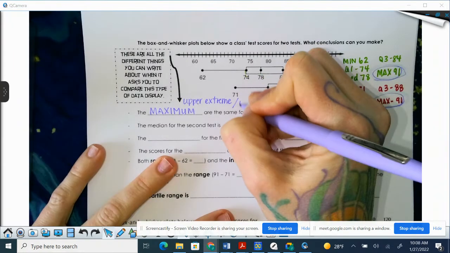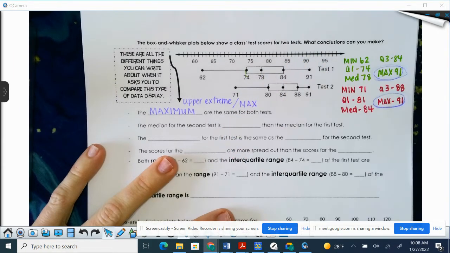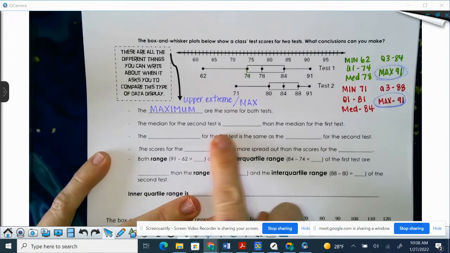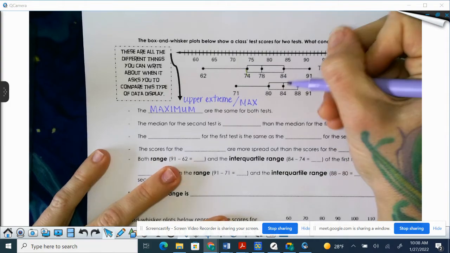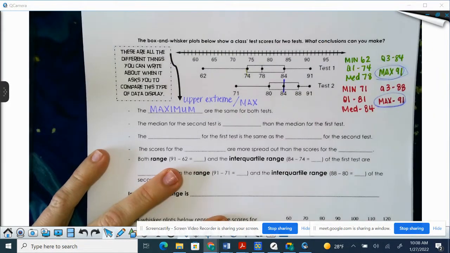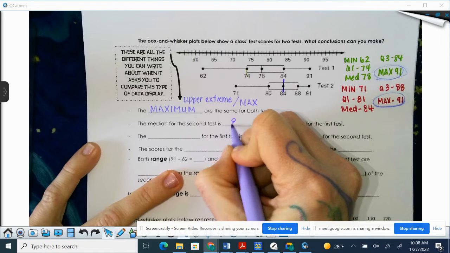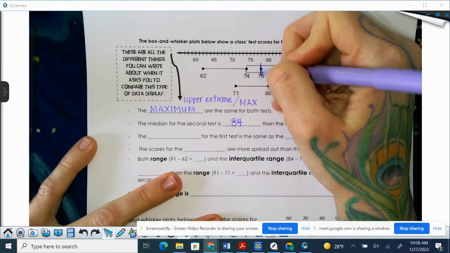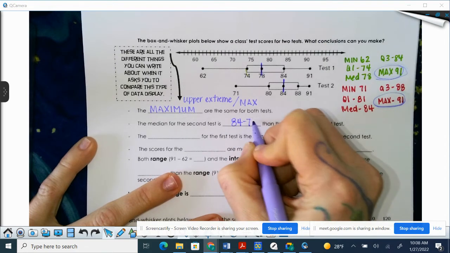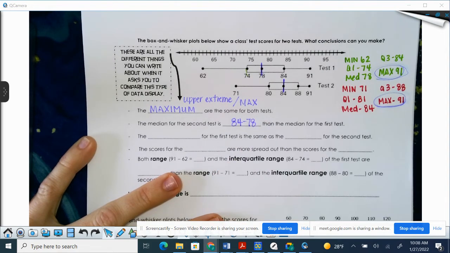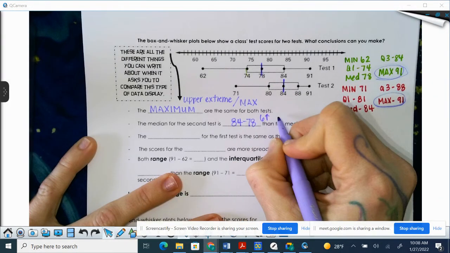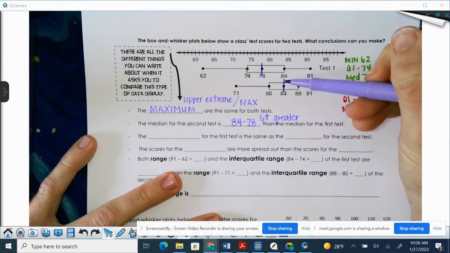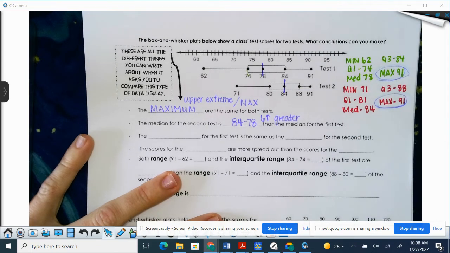Also, the word max could be asked. The highest test score. The median for the second test, and that's again just asking you if you know what this bar is, the median, because it's in the middle, is 84. And then it's blank, then the median of the first test. So that means compare them. So 84 minus 78 means it is 6 higher. So it's greater than the median of the first test. So test 2 has a higher median than the first test.